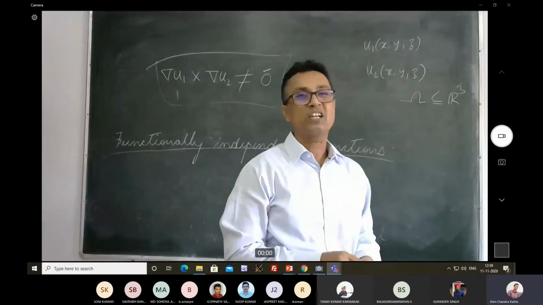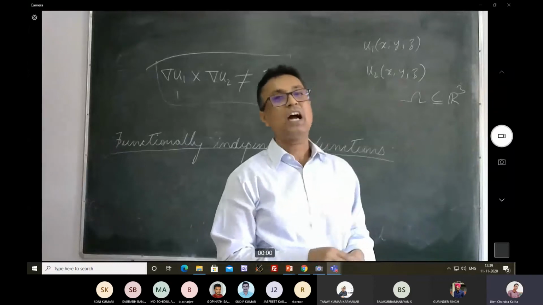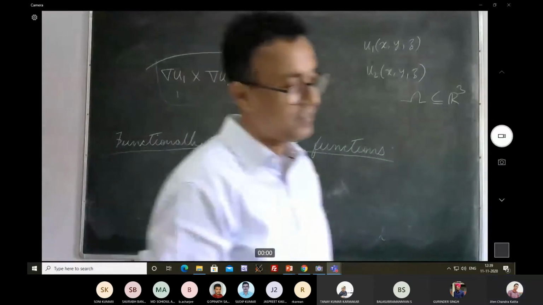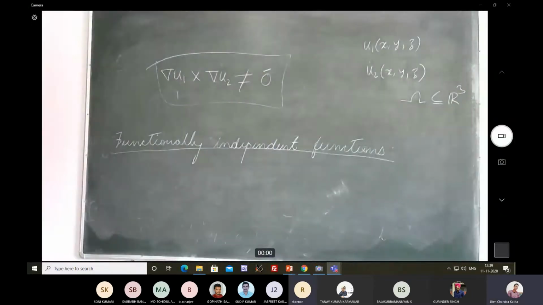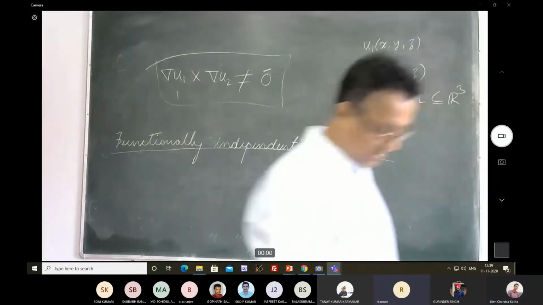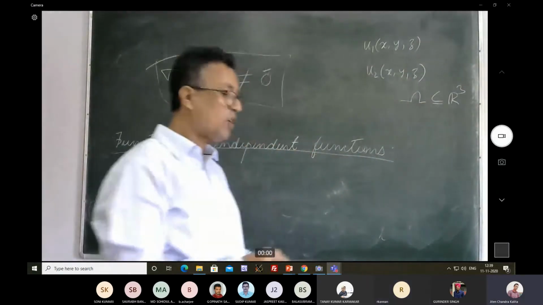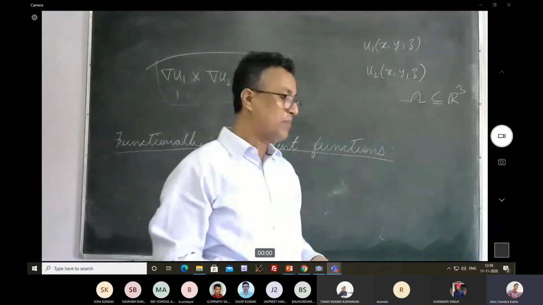I am trying to rope in a curve. I'm giving you a clue. I'm trying to rope in a curve here. We will get a parametric representation of the curve. Okay. So a parametric representation we will be able to get.